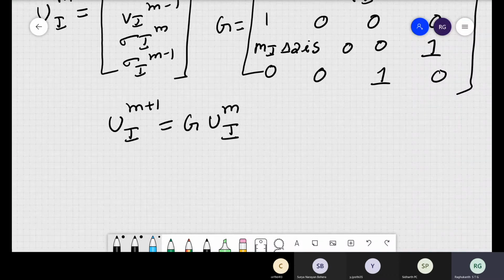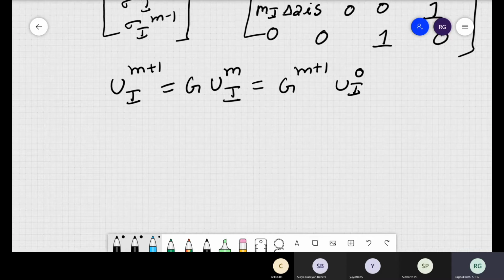Okay, so now in the same format I can write this as G^(m+1) = G u^0 kind of a thing. And like I have told you, for the matrix to be stable, the norm of your G should be less than or equal to 1 itself. Which means I have to find the eigenvalues.